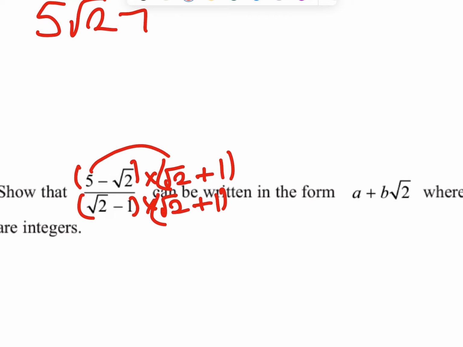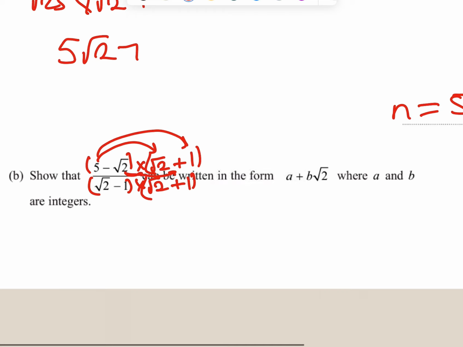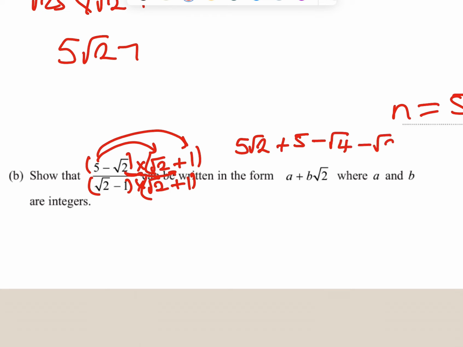So on the top, 5 and the root 2. So what will that become? That is going to become 5 root 2. Plus 5 minus root 4, because 2 times 2 is 4, and then minus root 2. That's on the top. On the bottom, what are we going to have? 2 times 2 is root 4. And then root 2 times 1 is going to be plus root 2 minus root 2, and then we're going to have negative 1 at the end.